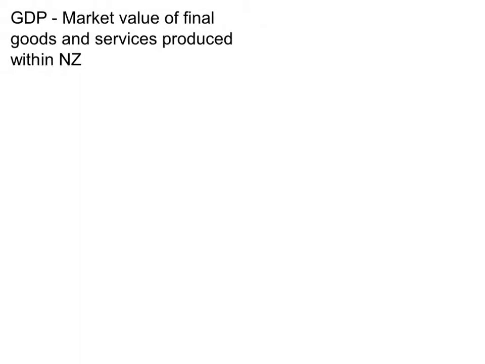This time we're talking about GDP. So what is this mysterious thing, GDP? Well, it's the market value of final goods and services produced within New Zealand, and that's usually either in a quarter or over a year.